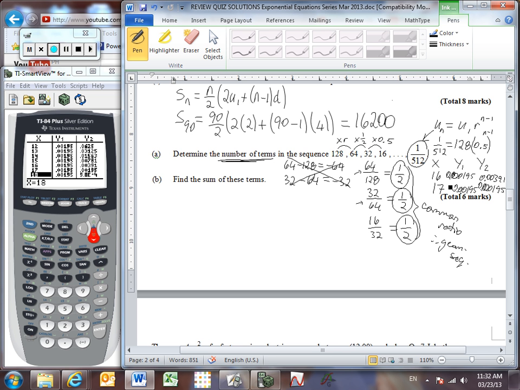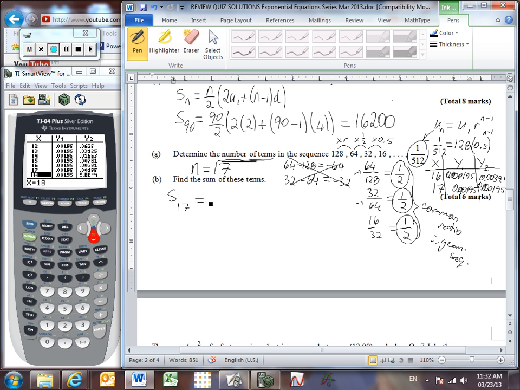Now, don't forget to actually answer the question. I can't just stick a table here and leave it up to the examiner to infer the answer. I've now got to interpret that, look, it was on the 17th row where I was finally equal. So n, number of terms, equals 17. Write down the answer. Now, the sum of these terms, so that implies that we're looking for the sum of all of these 17 terms.